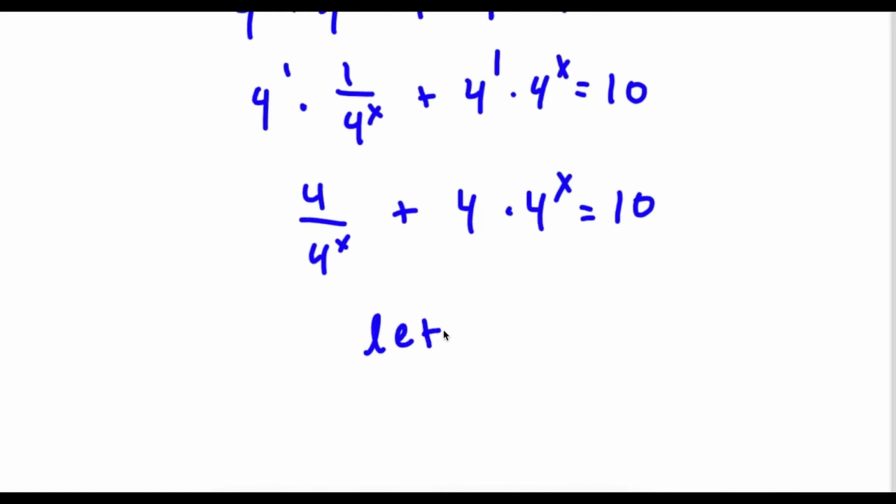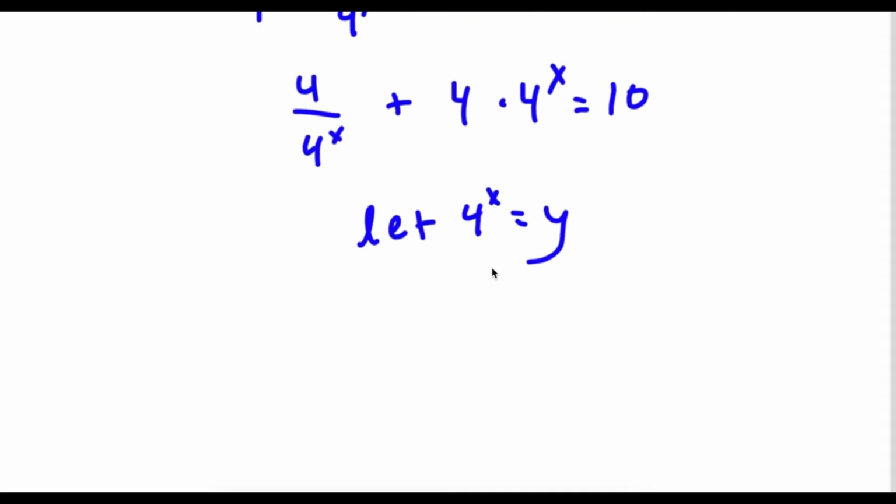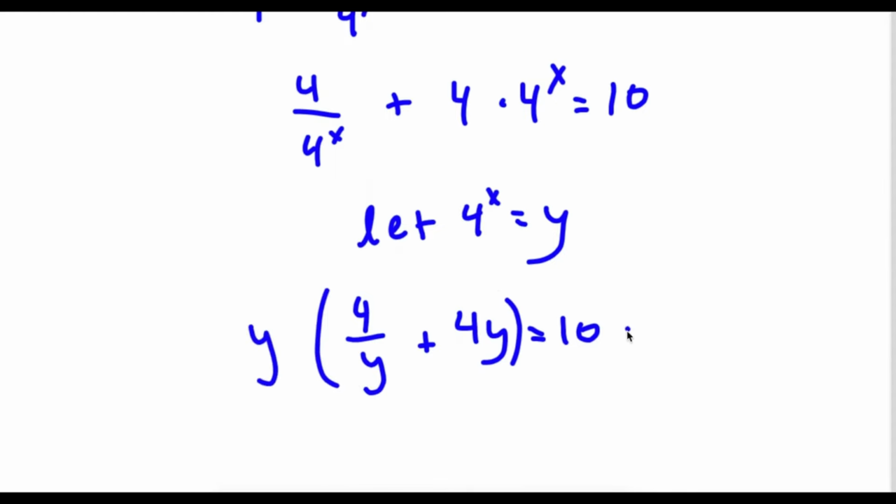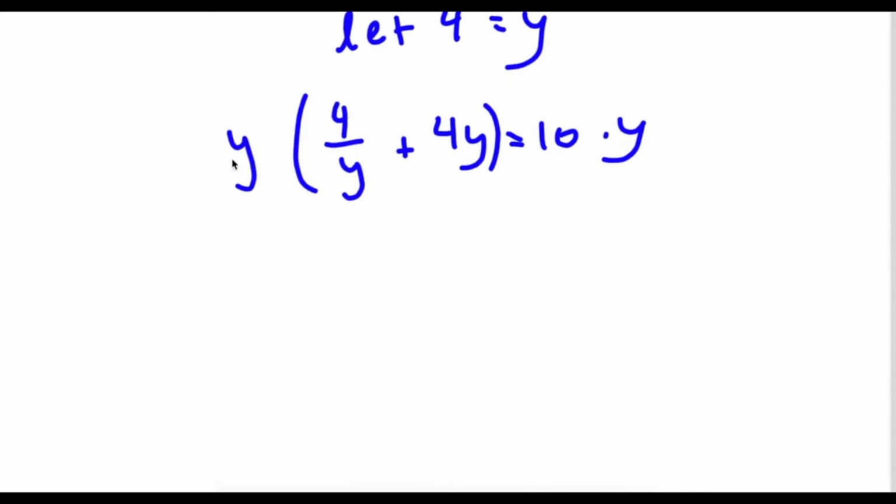Now I'm going to let 4 to the power of x equal the variable y. So if I replace 4 to the power of x with y, I get 4 over y plus 4y is equal to 10. Now, if I multiply both sides by y, these two cancel out, so I'll be left with 4 plus 4 times 4y times y is 4y squared, equal to 10 times y, which is 10y.